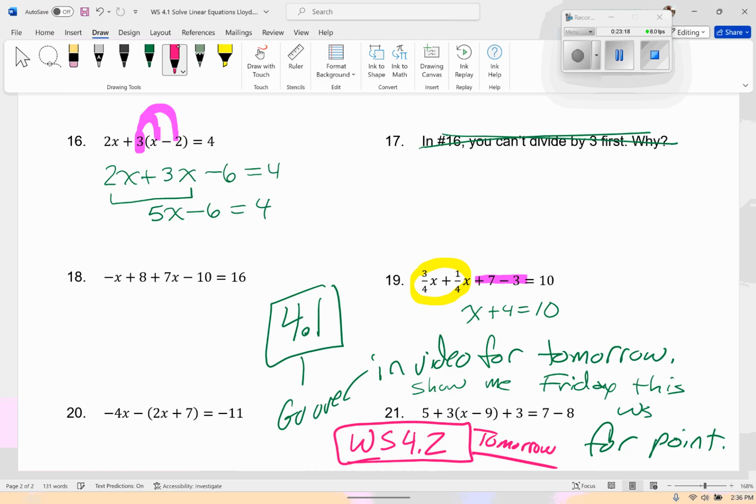So does everyone understand where I'm finding 4.1 and 4.2? It's at the very top of the worksheet. Does that make sense? Cool. So you have the rest of the period. Knock this out.